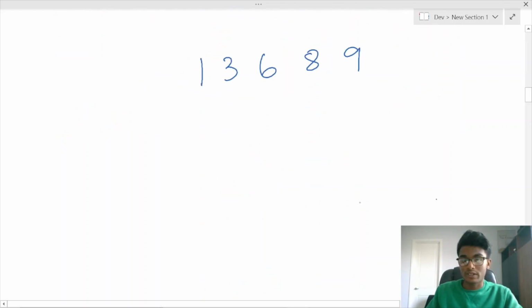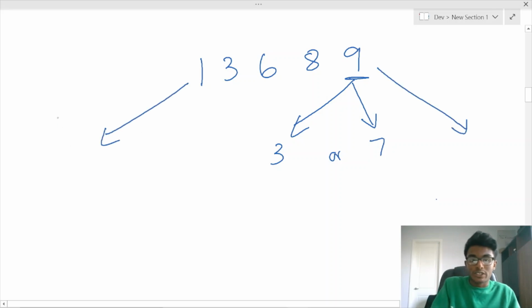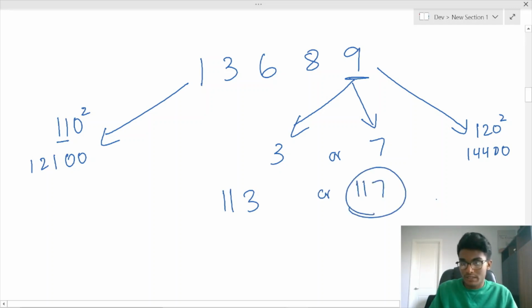Let's try a massive one, a 5-digit number. The same logic applies. An ending of 9, meaning it has to be 3 or 7. Now I'd consider the two limits. This is where I can use my knowledge. I know 110 squared is 11 squared, 121, and then 2 zeros. And 120 squared is 144, and then 2 zeros. Now I've just got to consider, what's this closer to? 12,100 or 14,400? I think it's either 113 or 117. This is much closer to this. The answer is 117.